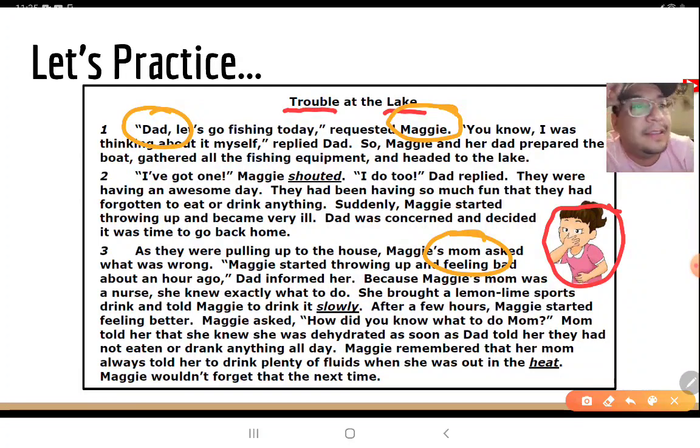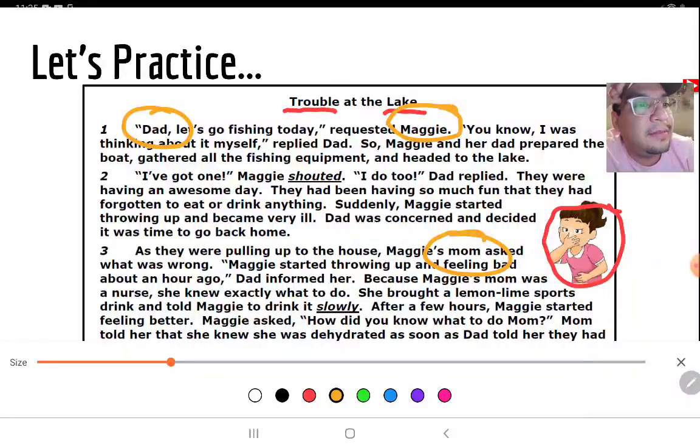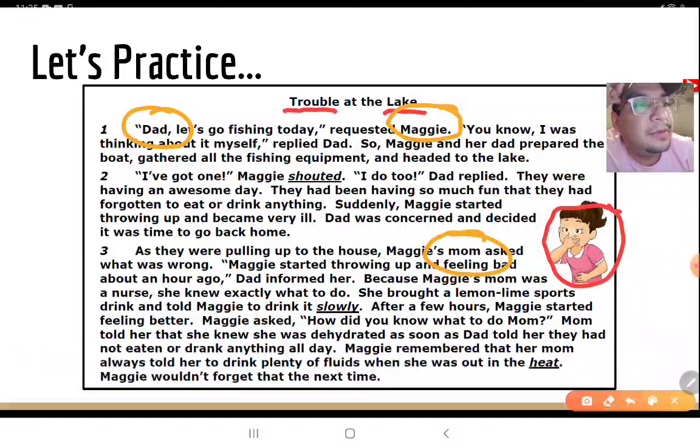Remember what it says at the end. Let's highlight that now with a different color. The purple. It says, "Maggie won't forget the next time." So hopefully you have learned something from this story as well. There was a possible solution, and there was a problem, and it got solved. So that's another example of a fictional story.